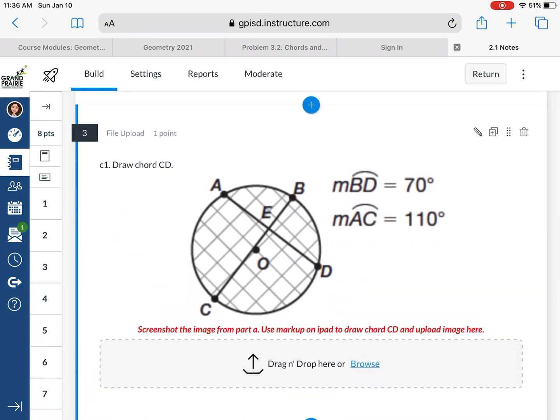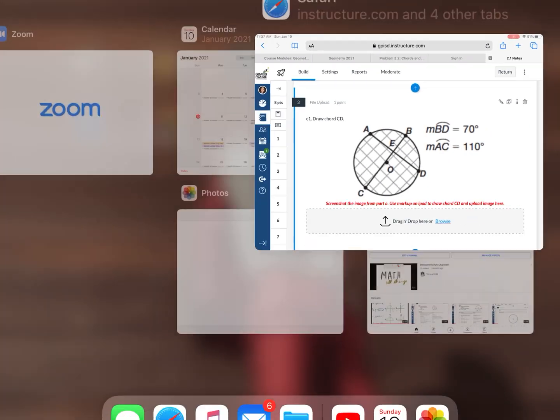So now we get to our question 3. Number 3 tells us to draw chord CD. So remember what a chord is. A chord is a line segment inside of a circle. So what we're going to do is I'm going to take a screenshot, and you can do the same. Take a screenshot so we can draw chord CD.